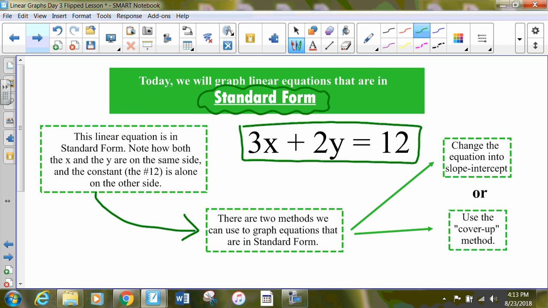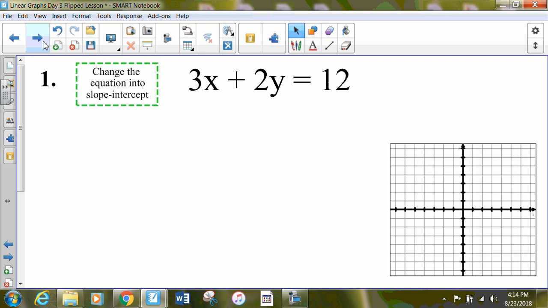And so there are two methods that we use to graph a linear equation that's in standard form. The first is what we did with our point-slope form, which is change it into slope-intercept. Or there's a second method that's called the cover-up method. I'm going to show you both, and you can pick which one you want to use. So the first one is looking at 3x plus 2y equals 12 and saying, we want the y by itself.